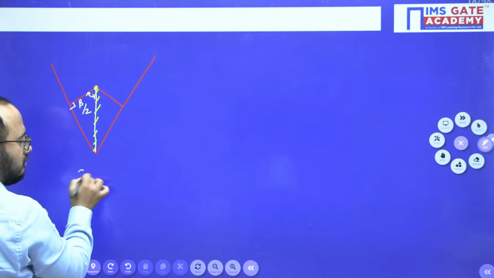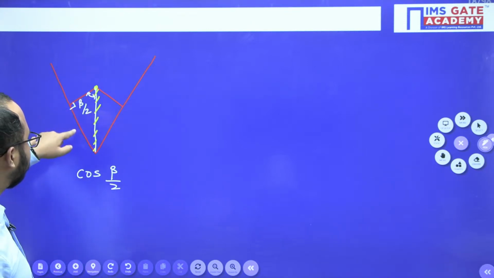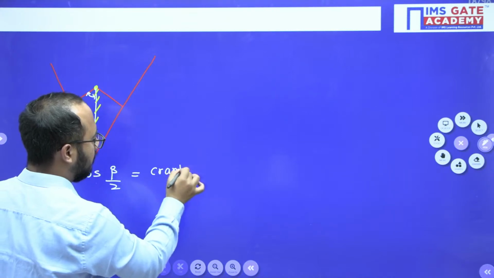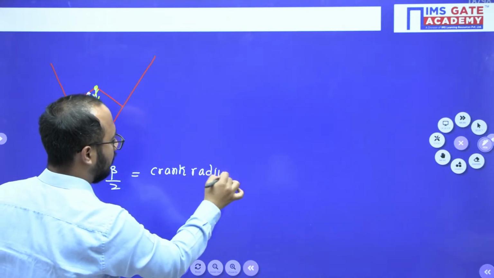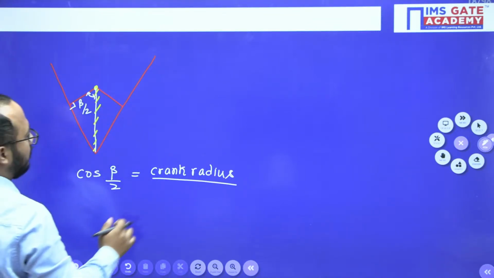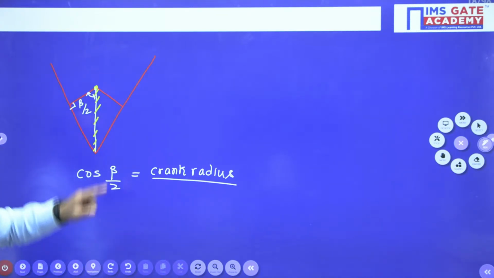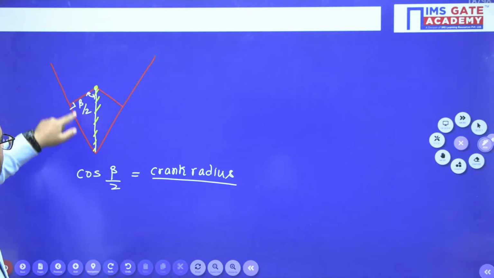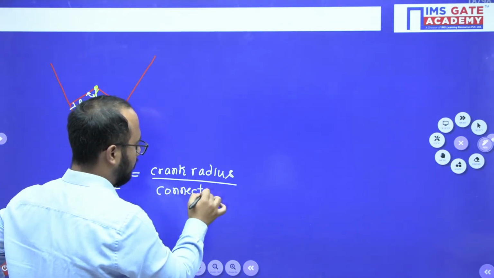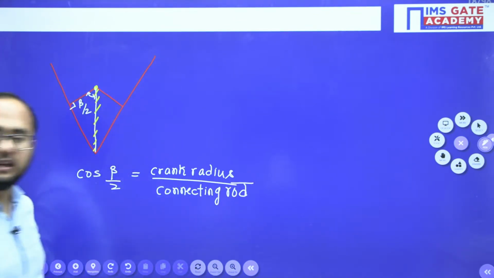So you can use cos beta by 2, base upon hypotenuse, okay? So for that, this is the perpendicular, this is the base. Base will be what? The crank radius. And what is the hypotenuse? This one will be the hypotenuse, okay? Is this point clear, everyone? So this is the perpendicular, this is the base, this is the hypotenuse. Hypotenuse is the connecting rod. Okay, I hope this point is clear.